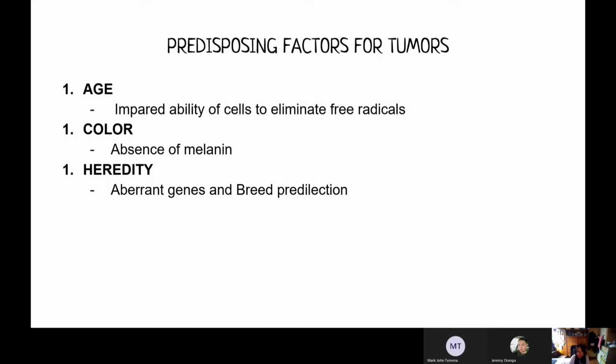So next we have heredity. Okay, so for the color, the usual disease there is squamous cell carcinoma. It is common in white-skinned animals, like albinos. Okay, so third is heredity. It is the aberrant genes and breed predilection. In genetics, there are deleterious genes, which are diseased genes that may run in the family.